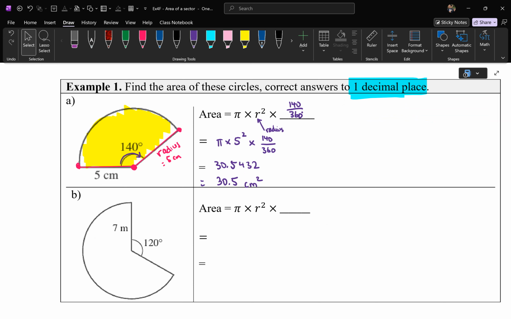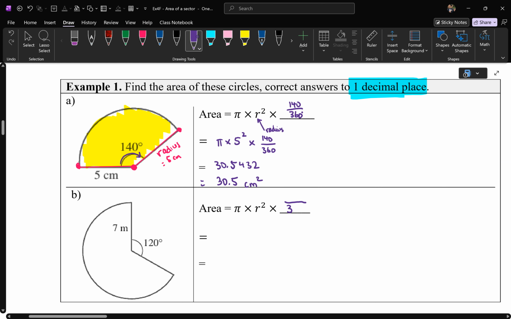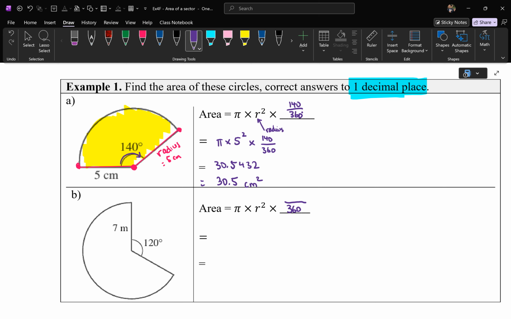Formula is still pi times radius squared times, and we know it needs to be out of 360. And now be careful here. What's the angle? It's 240. A lot of students will naturally write 120, but what's the problem with 120? 120 talks about this side. See, that is not the side I want. This is where 120 is.